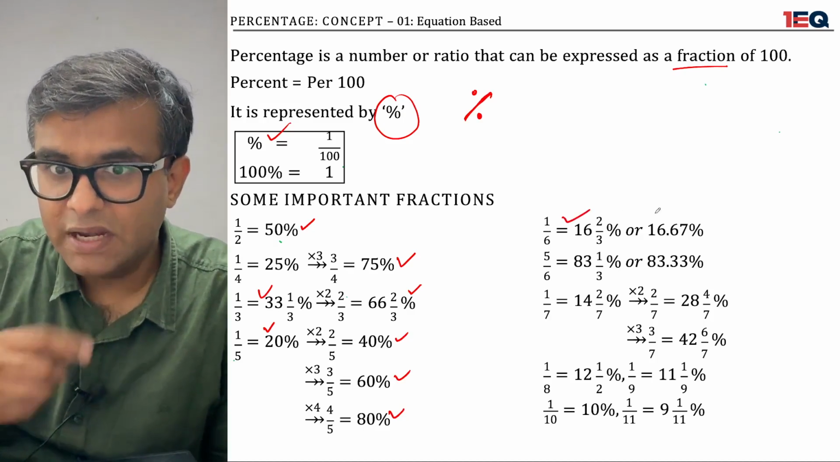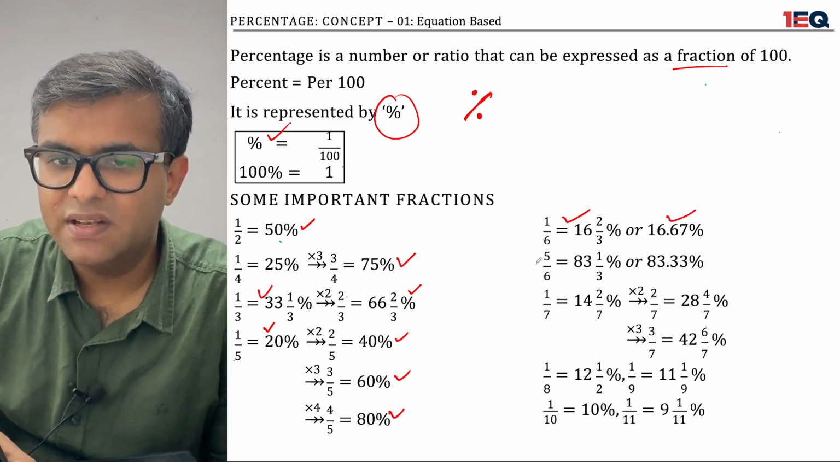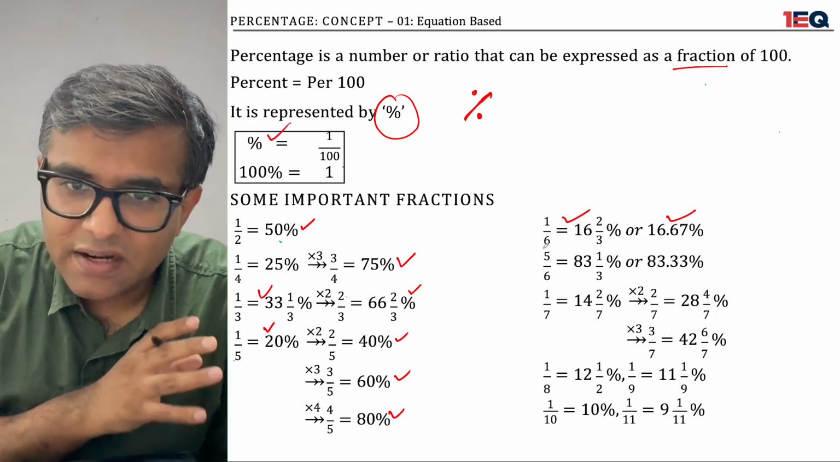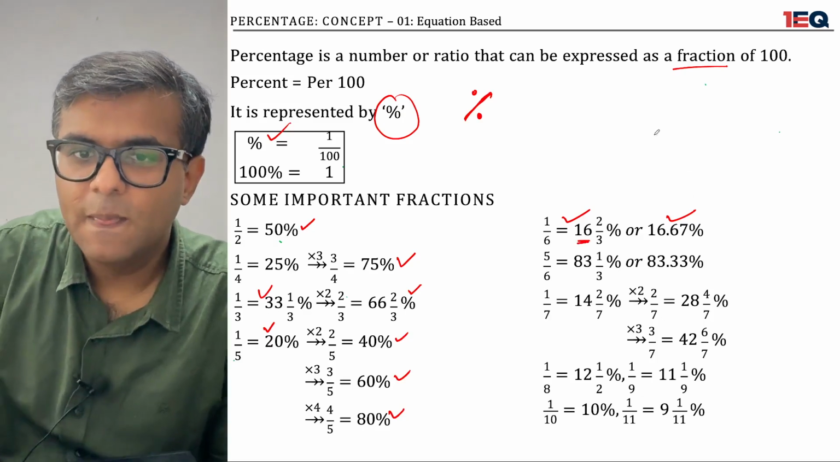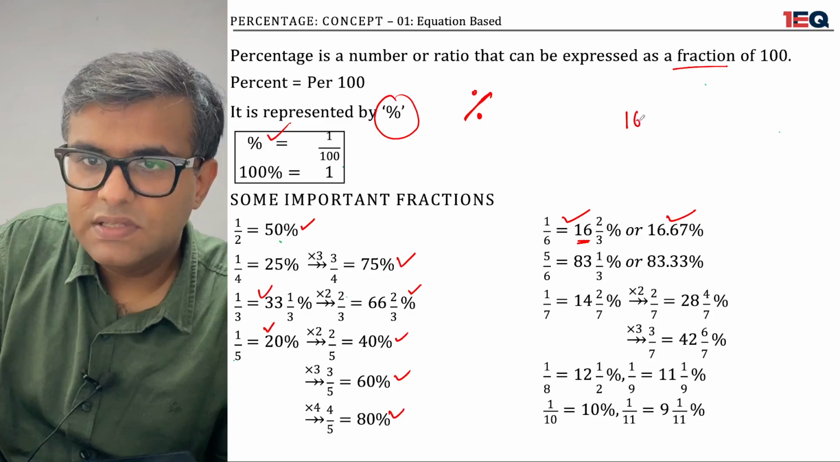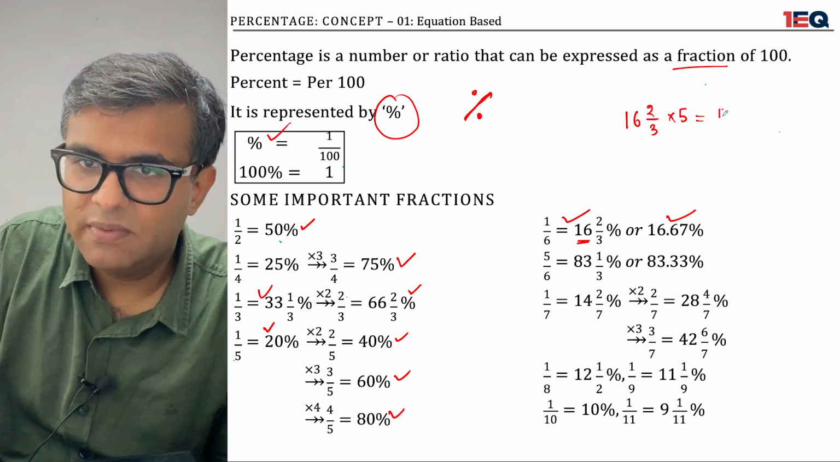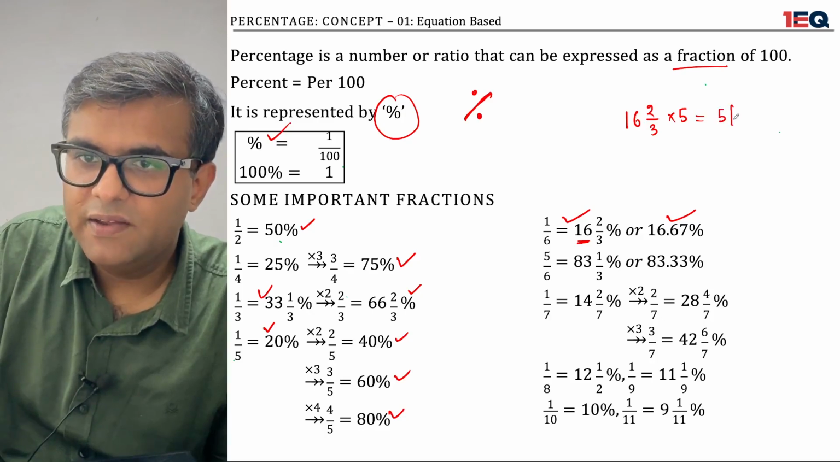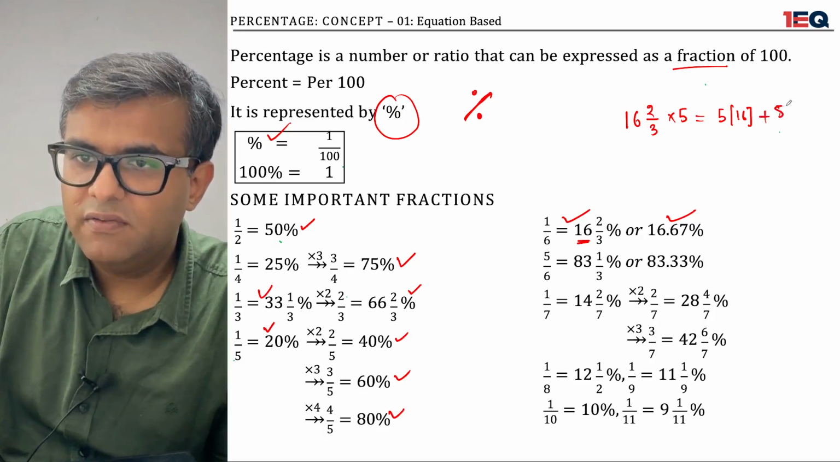1 by 6, I made you recall this in the last slide. 16.66 or 16.67. 5 by 6 is again a derivation of this. I'll just do it for you: 16 2 by 3 multiplied by 5. What I can do is separately multiply both parts: 5 multiplied by 16 plus 5 multiplied by 2 by 3.